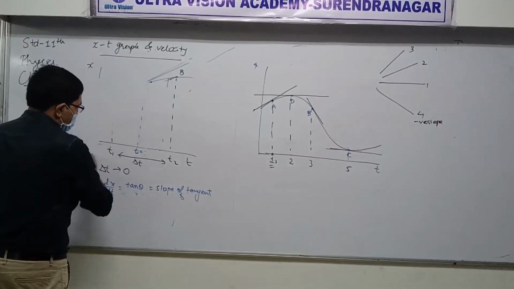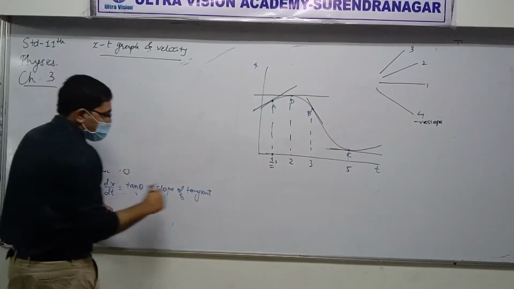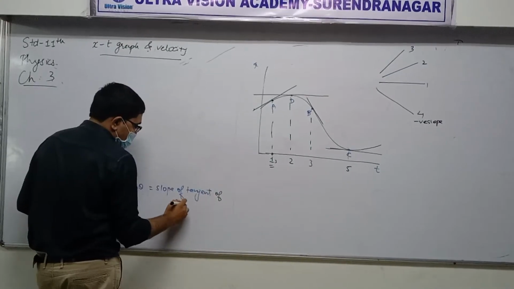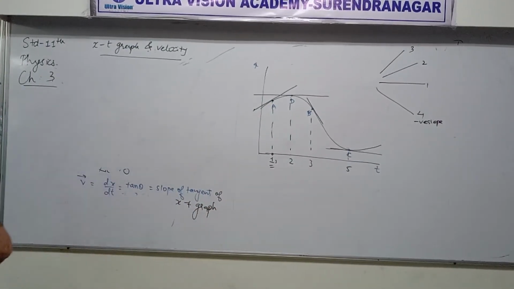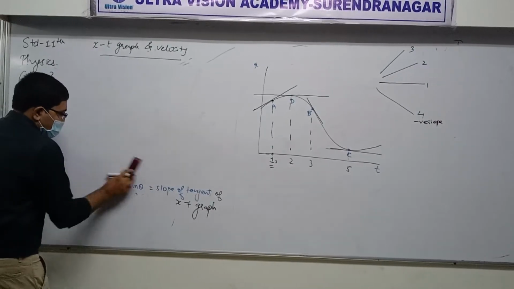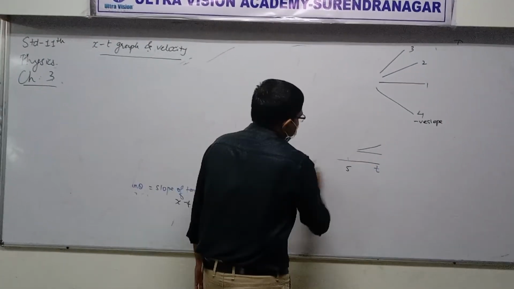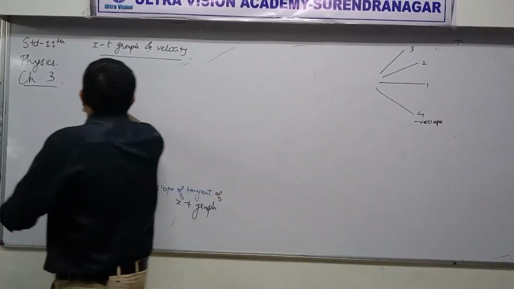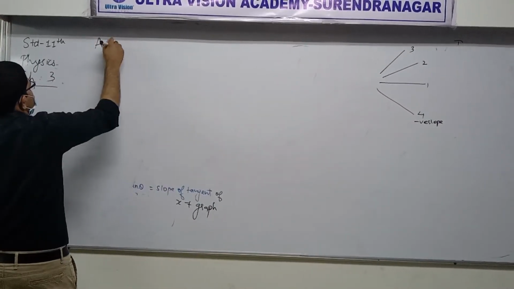Average velocity, slope of chord. Instantaneous velocity, slope of tangent. And of which graph? Of x. Because later on we are going to study more graphs, the v-t graph and all. Fine. Let's go over to the next thing. That is average acceleration.